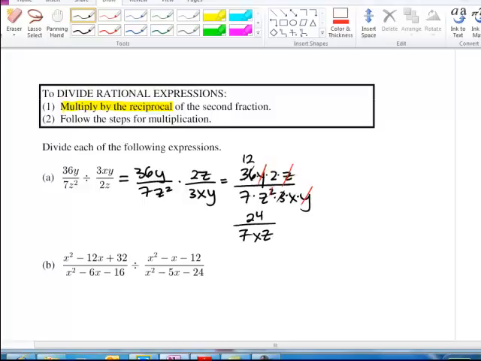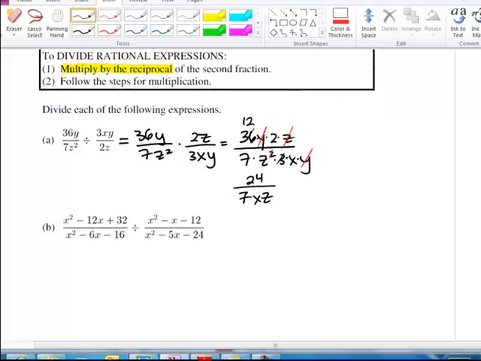You could put the z and the x in any order, because it's multiplication and that's commutative, which means you can rearrange the order. No matching factors in the numerator and denominator, so we get to quit there.